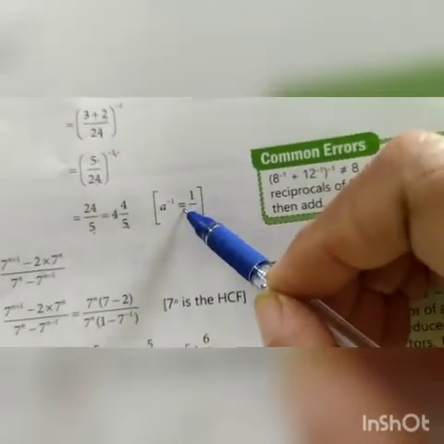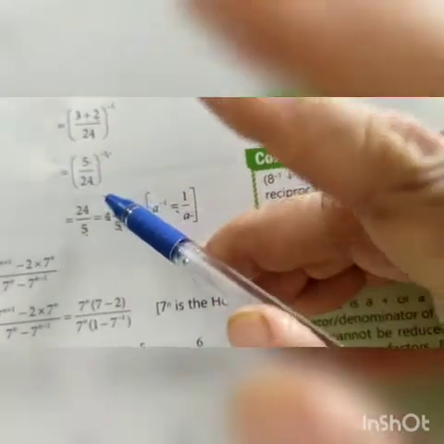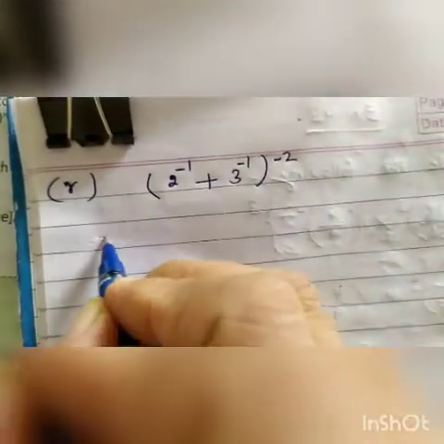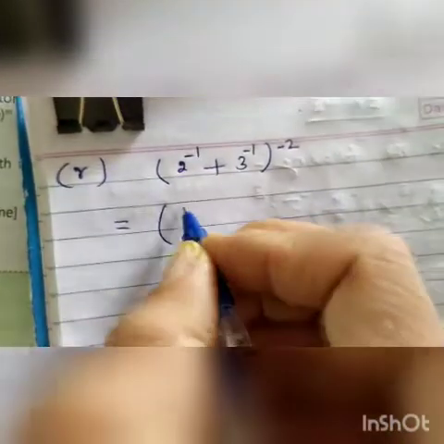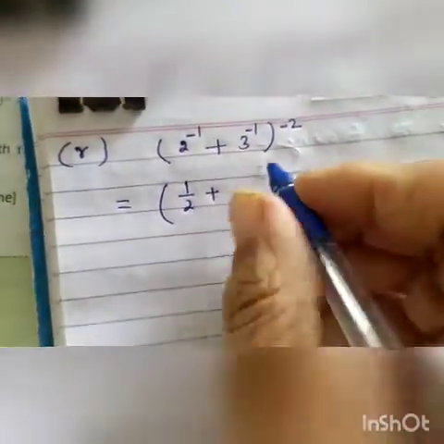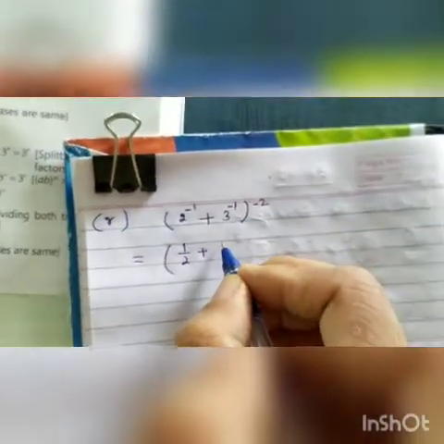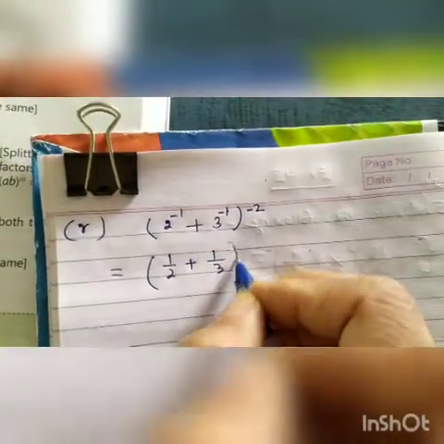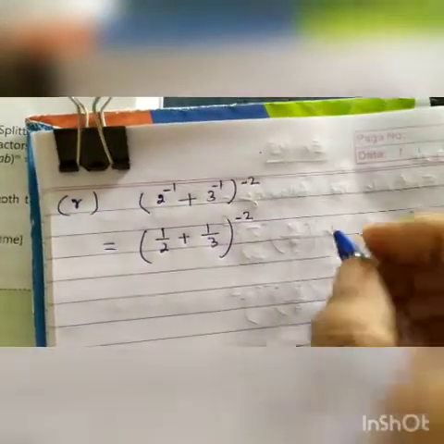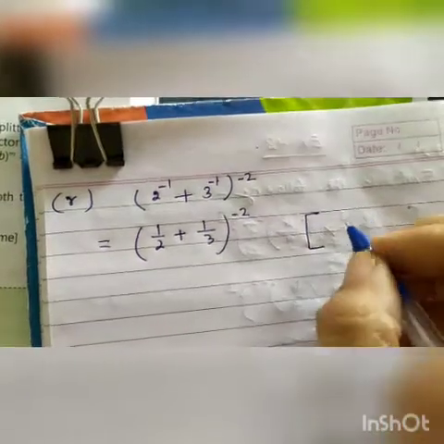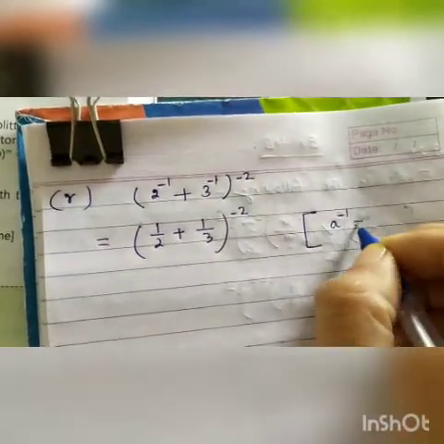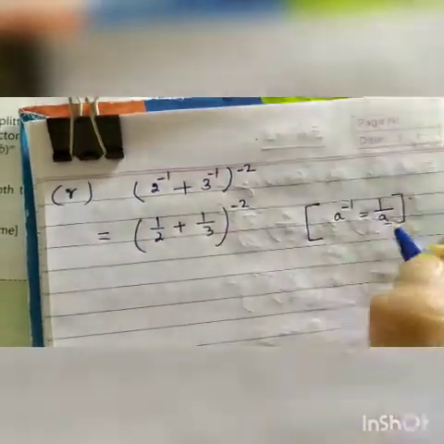Same law is used in this question 2 times. So in the same way we will solve this R part. See, 2 power minus 1 can be written as 1 upon 2 plus 3 power minus 1 can be written as 1 upon 3, then whole power minus 2. We have used here a power minus 1 is equal 1 upon a.